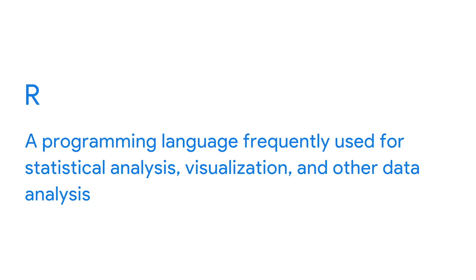Hello again. Now that we've talked about programming languages in general, let's get to know R. So, what is R? R is a programming language frequently used for statistical analysis, visualization, and other data analysis. Later on, you'll take a tour of RStudio, which is a popular software environment for the R language. In this video, we'll discuss R's main features and functions and its advantages for data analysis.